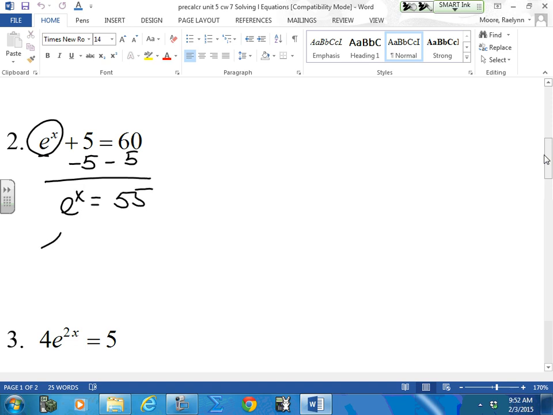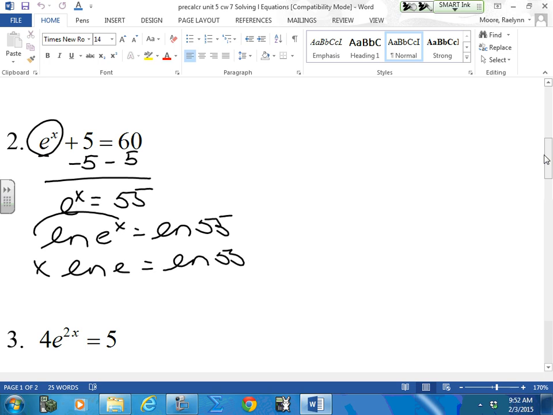Now you put logs on both sides. Let's use your power rule, bring this down. This cancels out. We've got x is equal to ln 55. If you were looking for an exact value, it is this. You can't go any further than that.